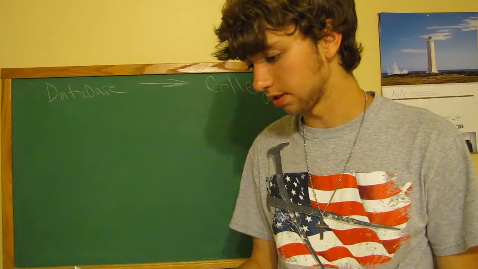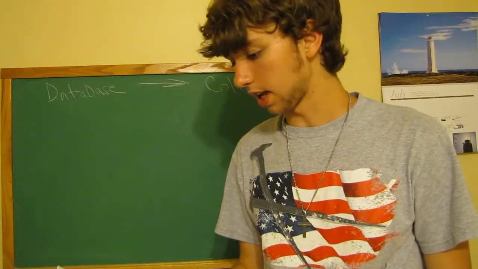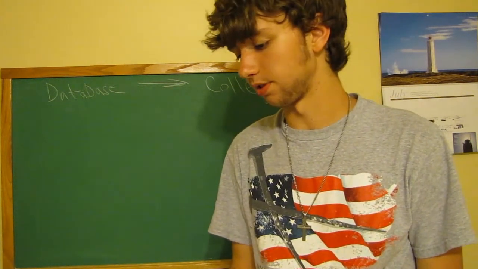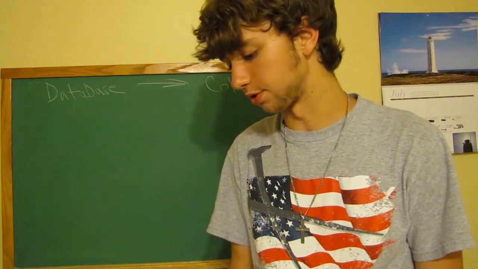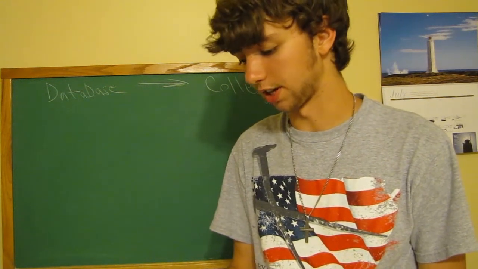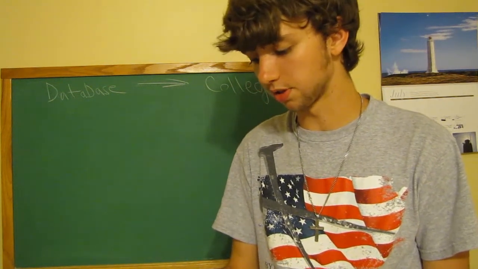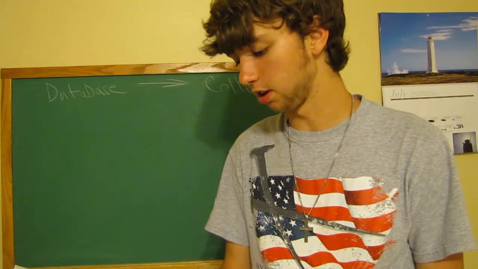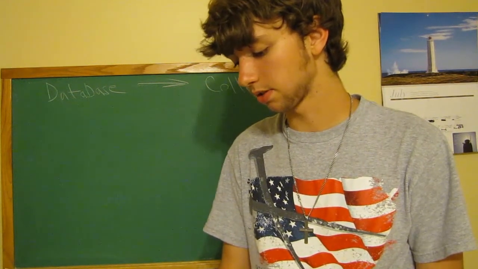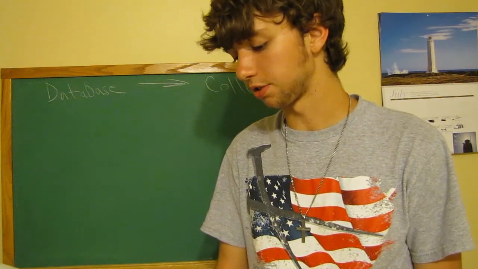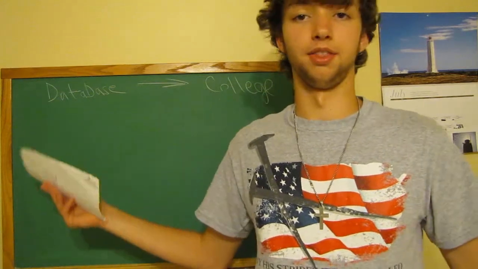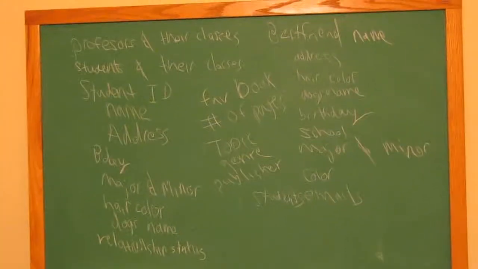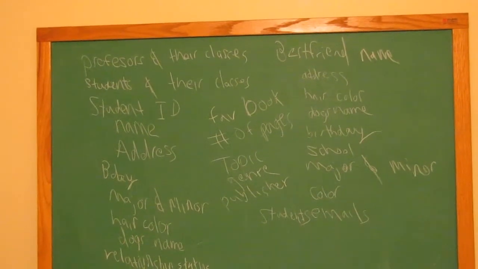address of students, classes offered, professors in their classes, students in their classes, student ID, student's name, address, birthday, major, minor, hair color, dog's name, student's relationship status, best friend's name, best friend's address, best friend's house color, dog's name, birthday, best friend's school, major, minor, favorite color, students' email accounts, students' favorite books, book's author, number of pages, topic, genre, publisher, city of publication. That's a lot. Here's everything I want listed in this database. Now, I know that's hard to read.